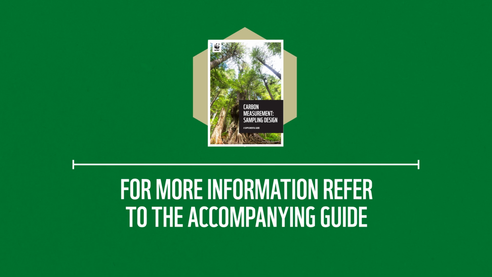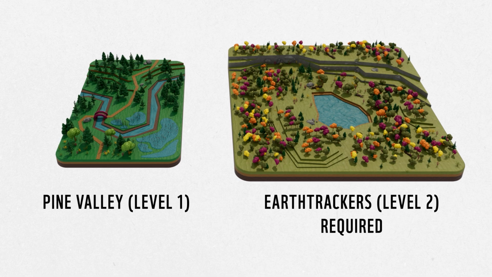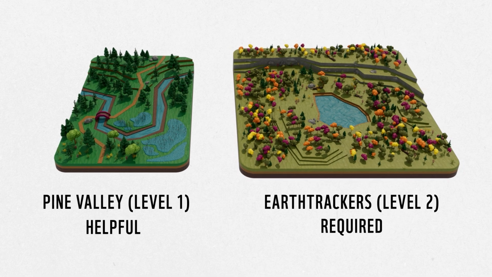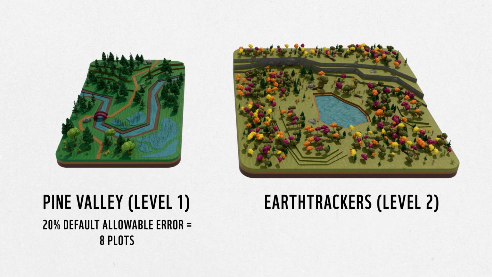Refer to the guide Carbon Measurement Sampling Design for details. This step is required for Level 2 projects like Earth Trackers, but offers Level 1 projects like Pine Valley a helpful frame of reference when planning plots. Pine Valley went with the default setting of 20% allowable error and found they needed 8 plots. Earth Trackers wanted a bit more accuracy, so they set their allowable error to 10%, which meant they needed 52 plots in their larger area.